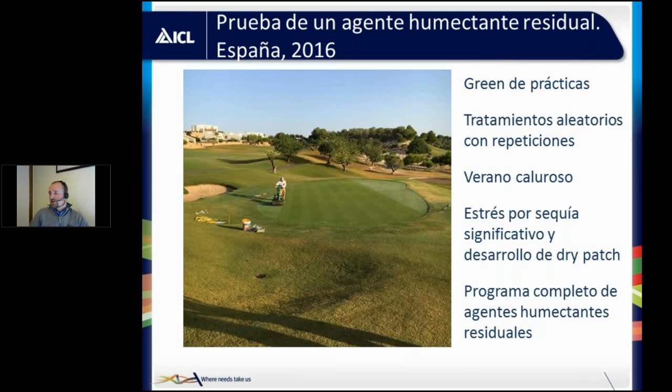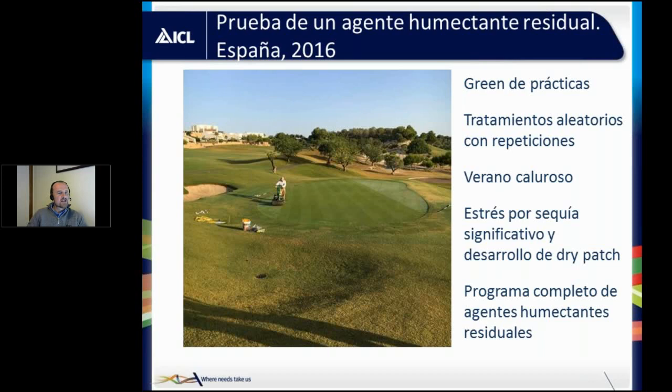And we've carried out a range of trials. I've carried out a range of trials looking into this, and I'll just demonstrate from this example. Here we have a residual wetting agent trial carried out in Spain last summer on the practice green of a golf course. A fully randomized and replicated scientific trial carried out through the summer of 2016, which was a very hot summer in this region. So we got significant drought stress and dry patch developing on that surface. And we implemented a full program of residual wetting agents through the summer over that surface.